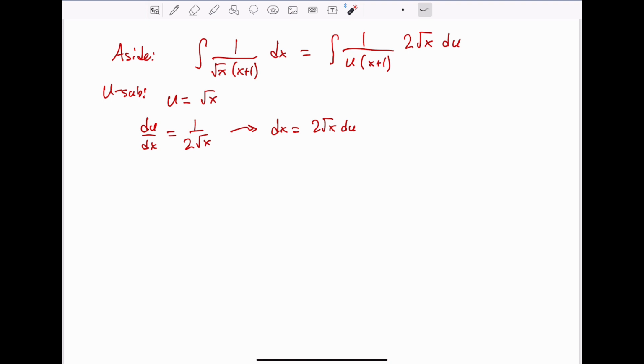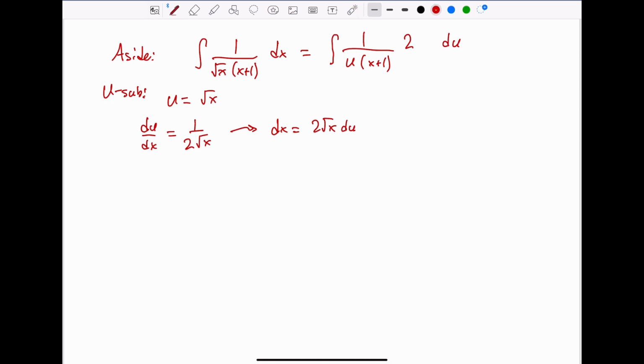So we're left with u's and x's. We need the x's to go away, but they're not. So what do we do? This looks rather hopeless. Well, notice that the square root of x is u. So I'm going to replace the square root of x with u.